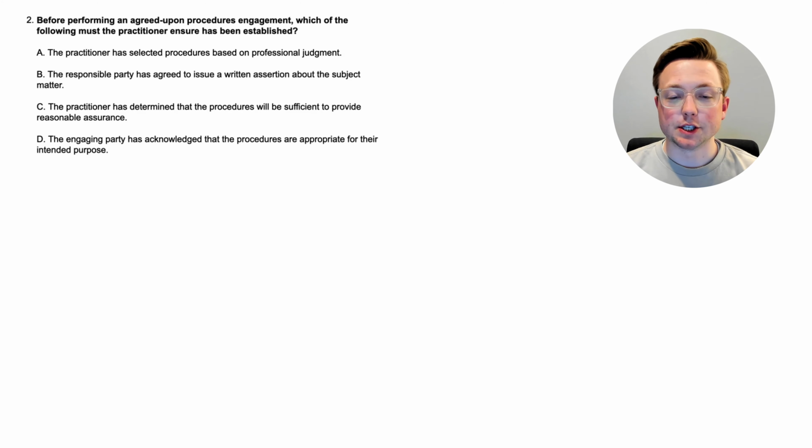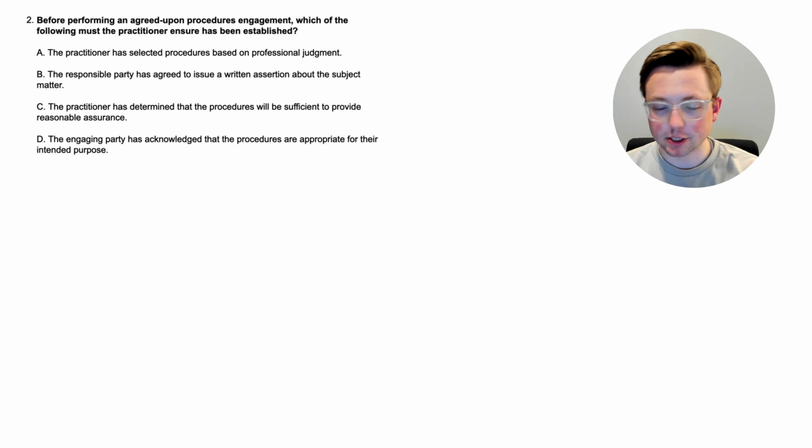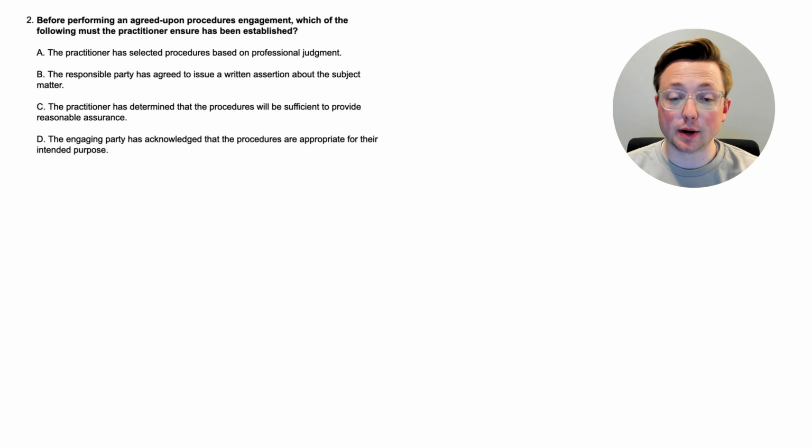All right, here we are at question 2. Before performing an agreed upon procedures engagement, which of the following must the practitioner ensure has been established? Okay, let's go through the options. Option A, the practitioner has selected procedures based on professional judgment. Option B, the responsible party has agreed to issue a written assertion about the subject matter. Option C, the practitioner has determined that the procedures will be sufficient to provide reasonable assurance. And then option D, the engaging party has acknowledged that the procedures are appropriate for their intended purpose.